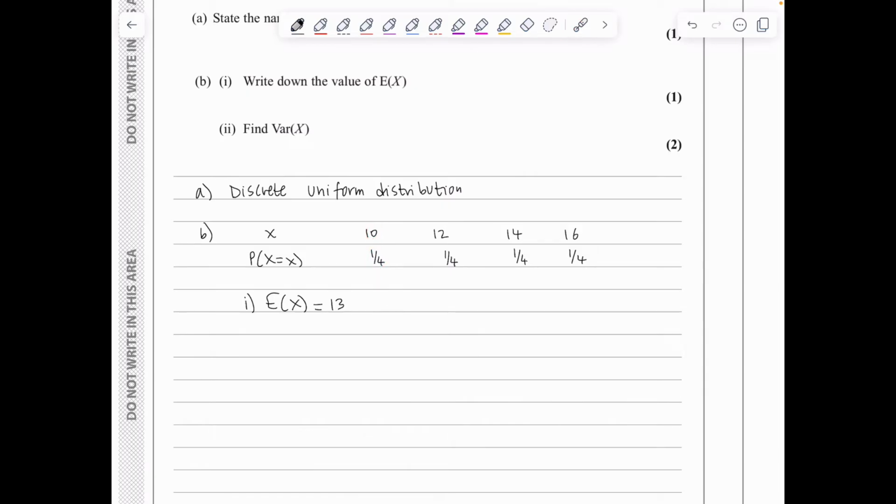Now to find the variance of x, I will start by finding the expectation of x squared. So we do x squared times the corresponding probability. So 10 squared times a quarter plus 12 squared times a quarter plus 14 squared times a quarter plus 16 squared times a quarter, and this gives an answer of 174. Well, we know that the variance of x is given by the expectation of x squared minus the square of the expectation. So this is 174 minus 13 squared, which gives an answer of 5.